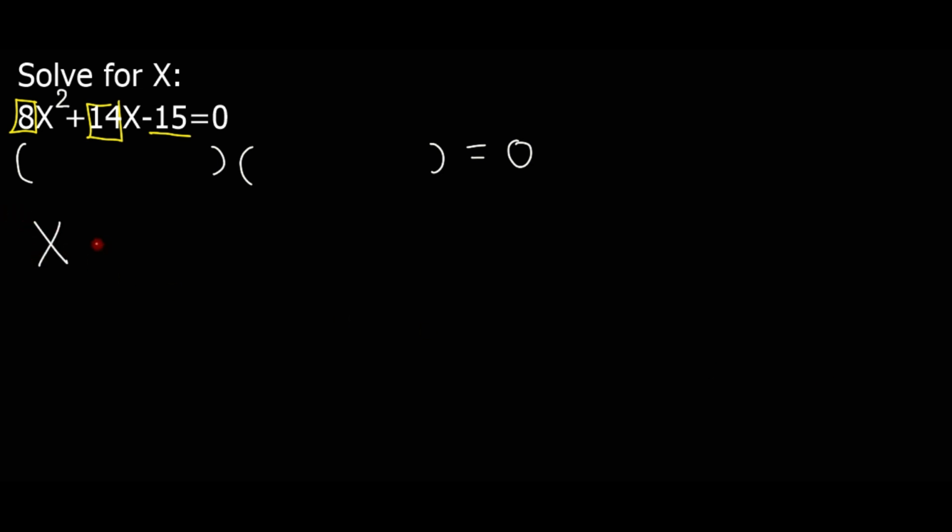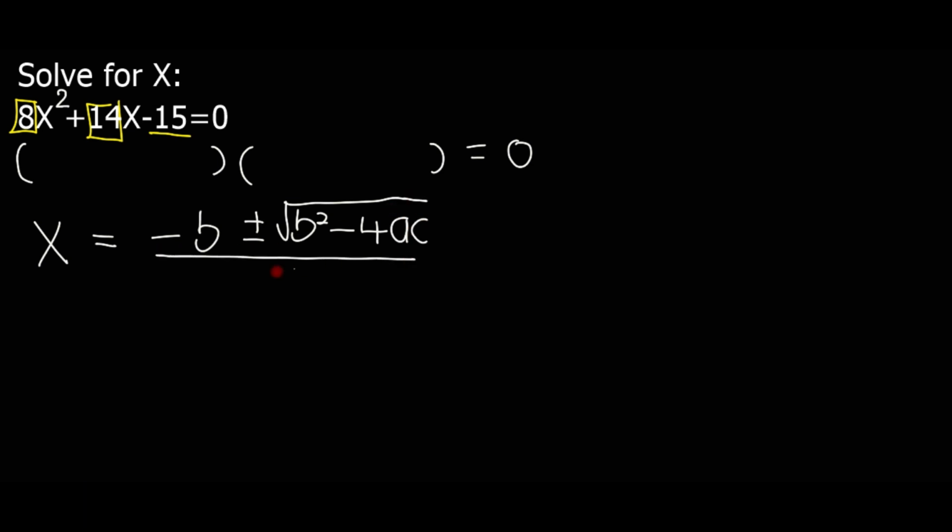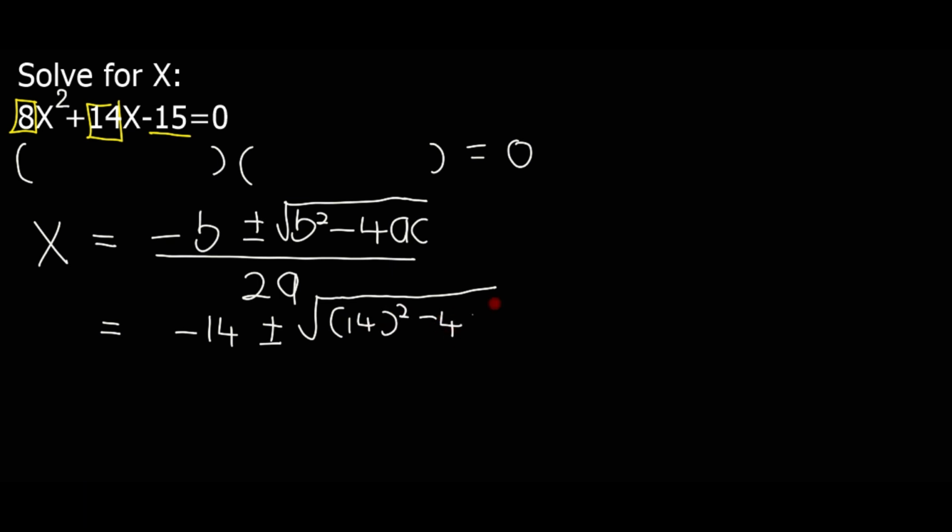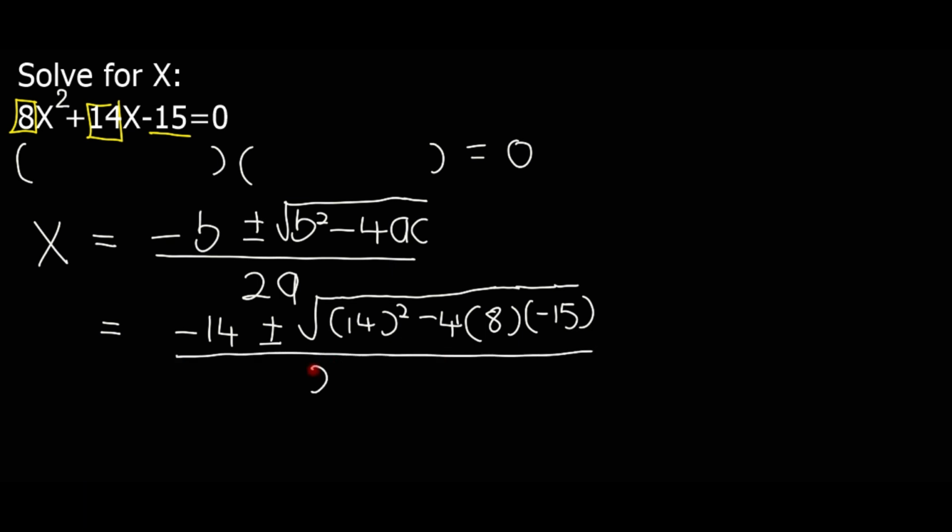Then x is equals to minus b plus or minus the square root of b squared minus 4ac, and then divide by 2a. From there we substitute b as 14, and then a as 8, and then c as minus 15, and then divide by 2a, where a is 8.